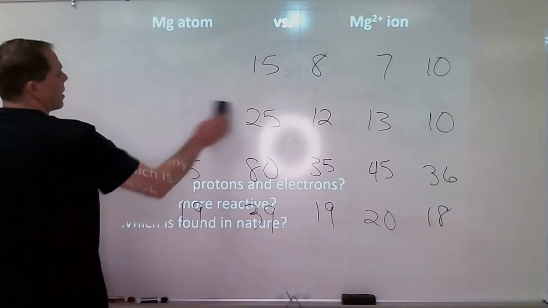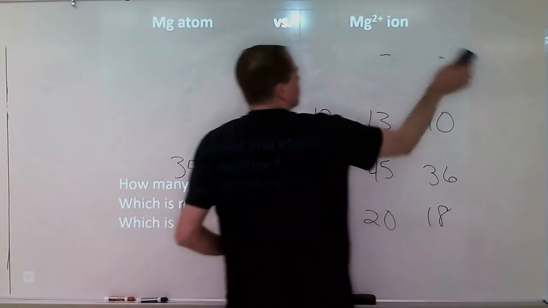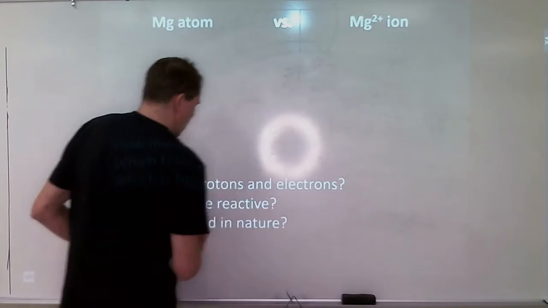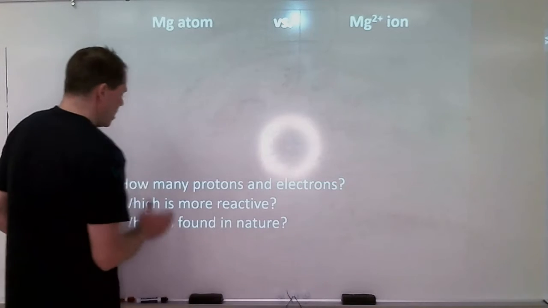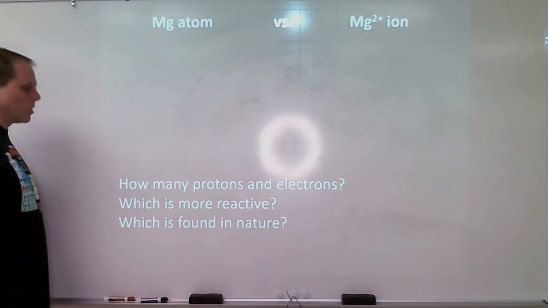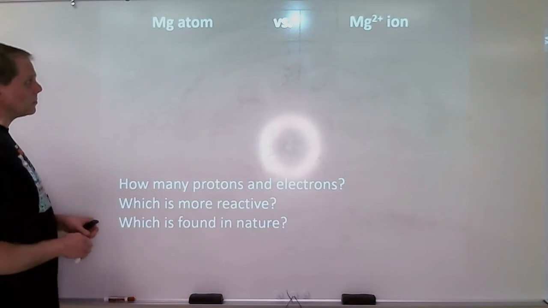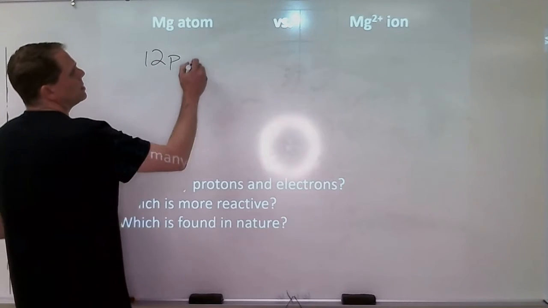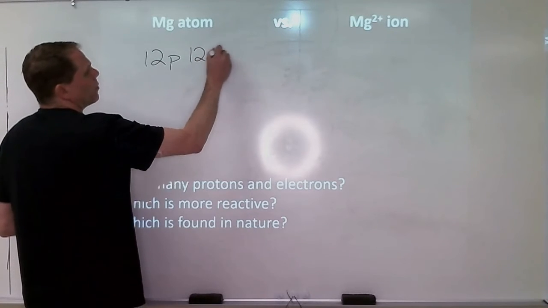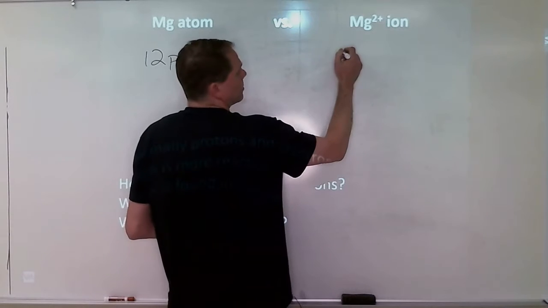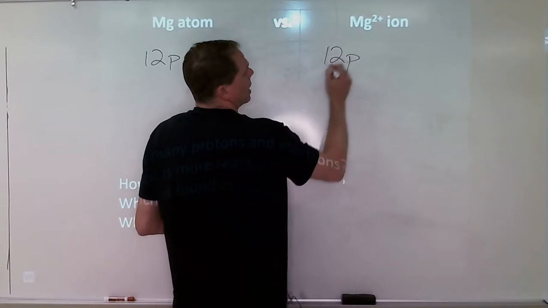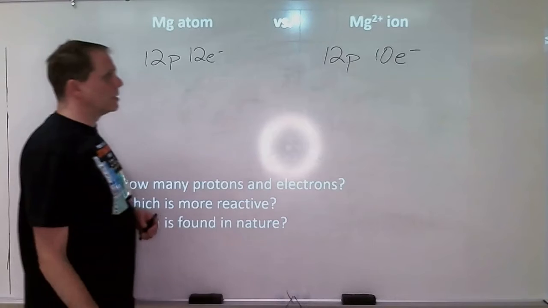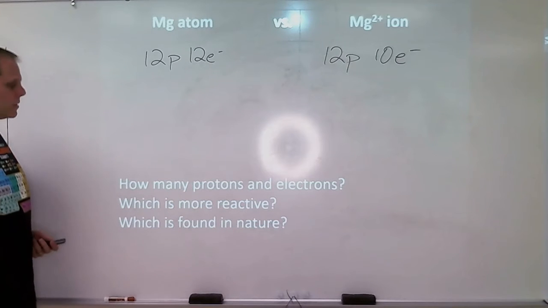Now let's talk about the magnesium atom versus the magnesium ion, and let's see if we can answer these questions. Just a couple little questions we want to talk about. How many protons and electrons are each of these going to have? Right? So we know 12 protons and 12 electrons for a regular neutral atom. For the magnesium ion, 12 protons, that hasn't changed, but it's got 10 electrons, right? Because it's got 2 more positives than negatives.